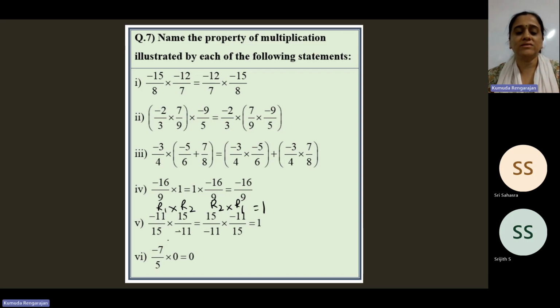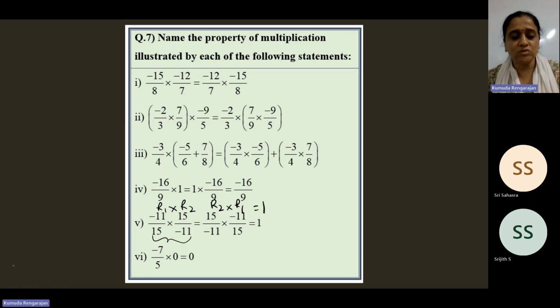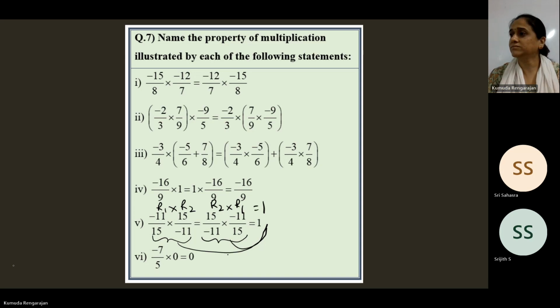So the fifth one is rational number 1 into rational number 2. They are different rational numbers. Rational number 1 into rational number 2 is equal to rational number 2 into rational number 1 is equal to 1. That means the product of these two is 1. The product of these two is also 1. So here what is represented? Multiplicative inverse property.